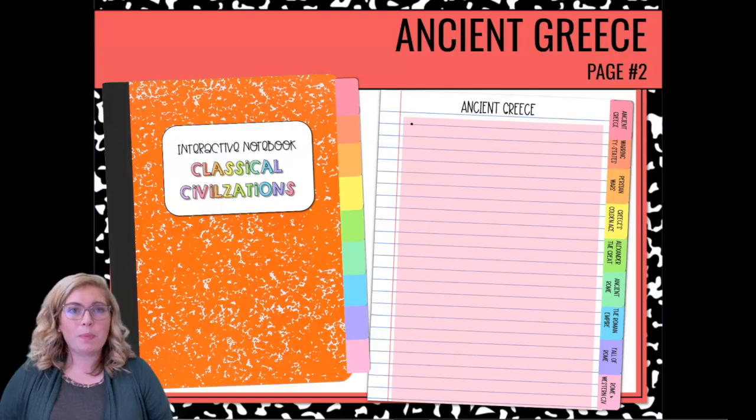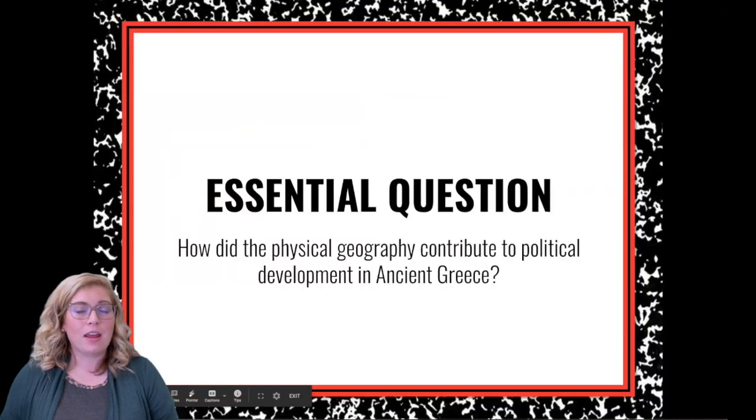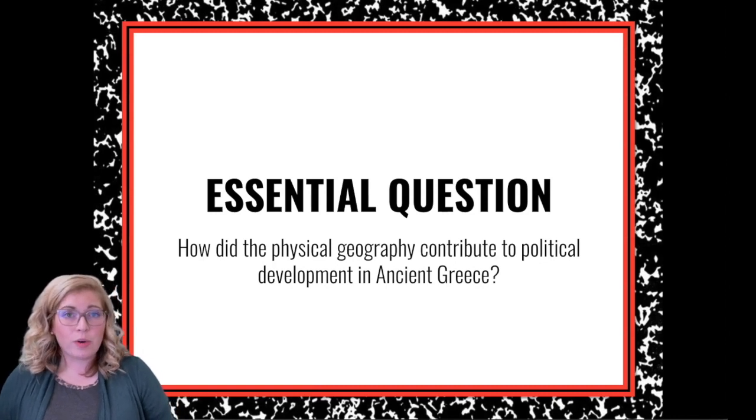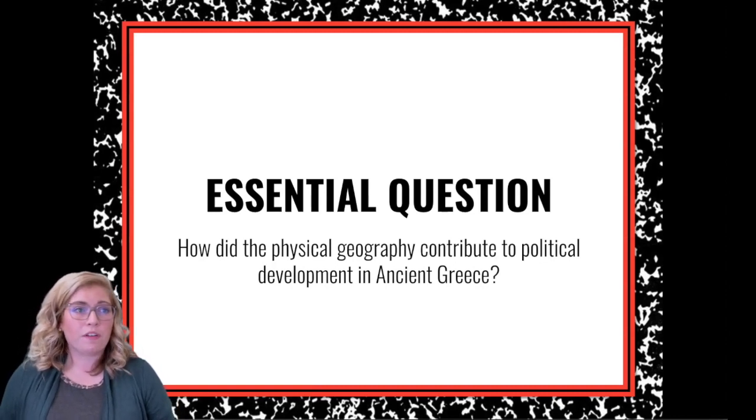Okay, so again, we're on page 2 of your interactive notebook and we're talking about ancient Greece. Our essential question for this first set, we are going to start to have some essential questions so that we can kind of focus our learning. So today's essential question is, how did the physical geography contribute to the political development in ancient Greece? If you don't know, Greece was the birthplace of democracy and kind of how modern government has shaped itself.